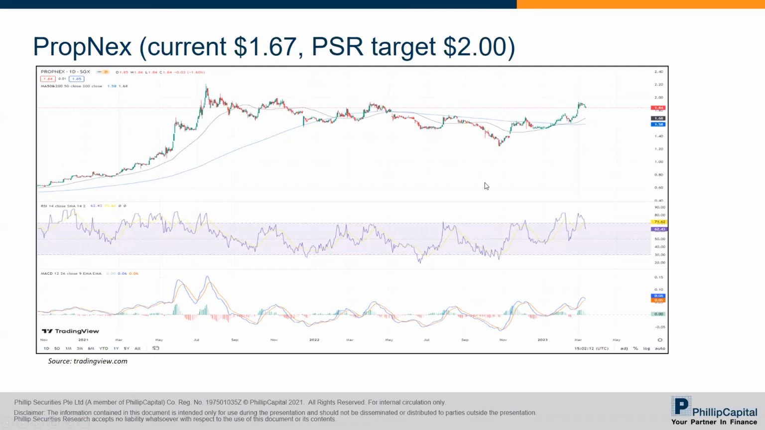So if you're looking for a counter with a good growth outlook, also good dividend, then Propnex is one counter that you can consider, but maybe not at the current price. If it drops down, then you can start to buy a bit.